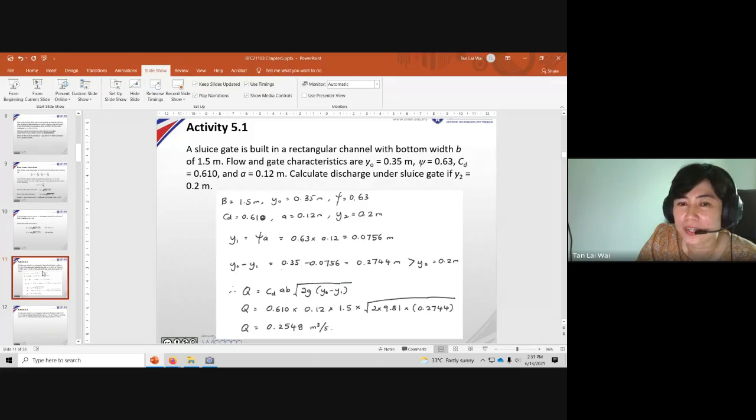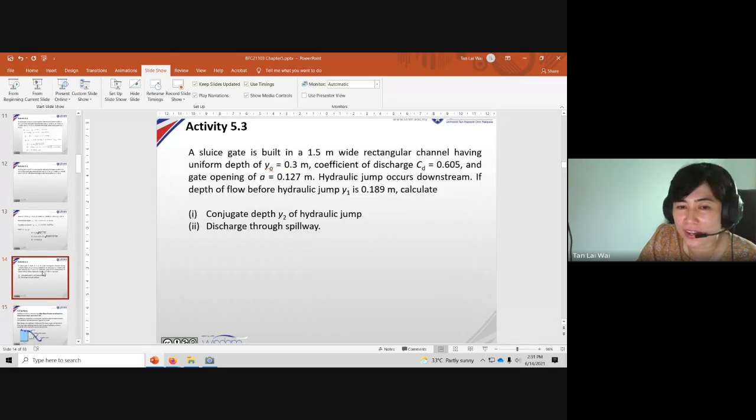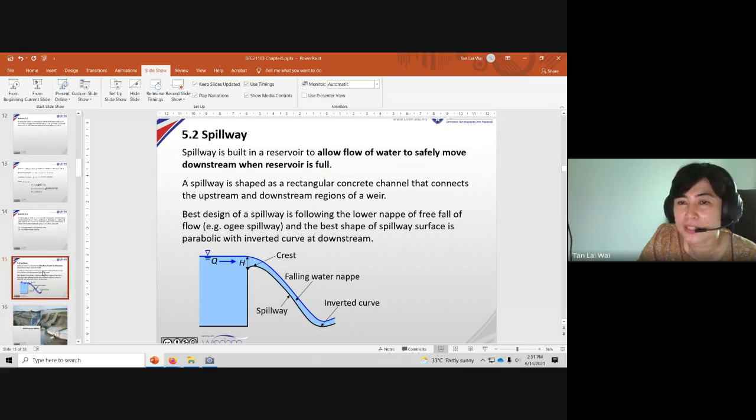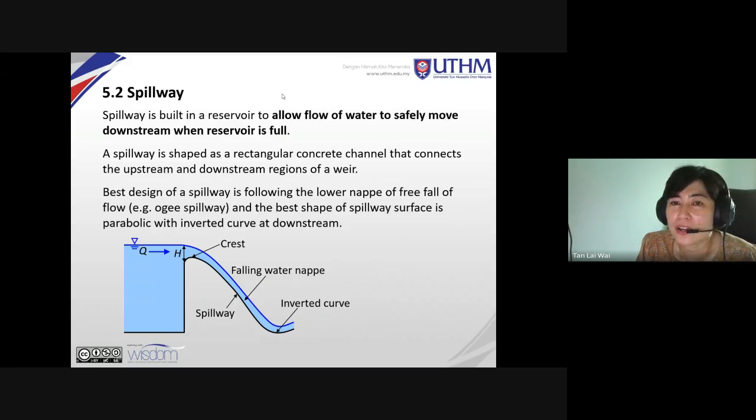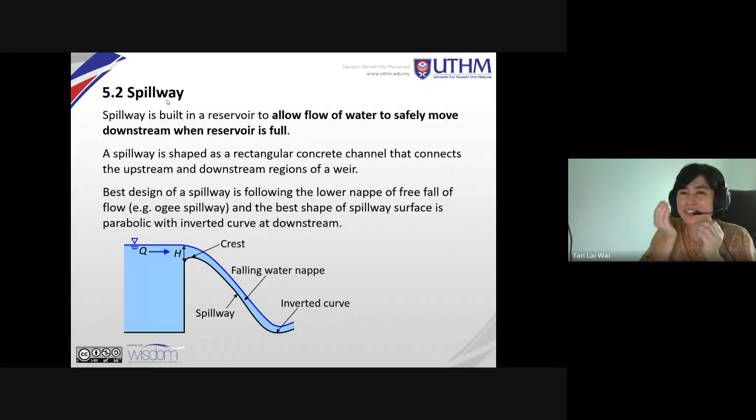Okay, now I hope you can try this. All these activities are straightforward. No question on sluice gate? If no question, go ahead with the spillway. The term spillway, water spill out, right? So you provide a way where flow spills out.